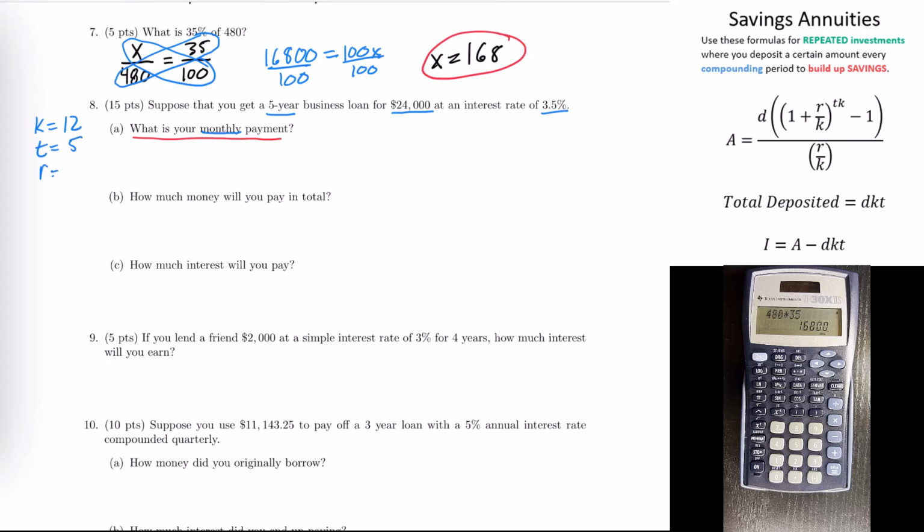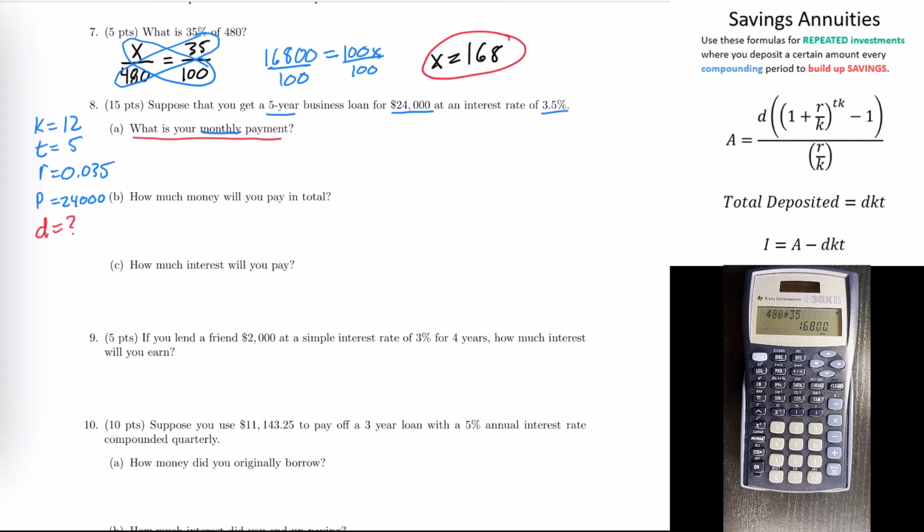The interest rate is 0.035. And the 24,000, we need to decide what variable that is. It's the amount that we're getting a loan for, and that amount is going to be borrowed at the beginning of the loan. And so that means that this is the value of P. And then since we're looking for our monthly payment, that means that we're looking for the variable D.